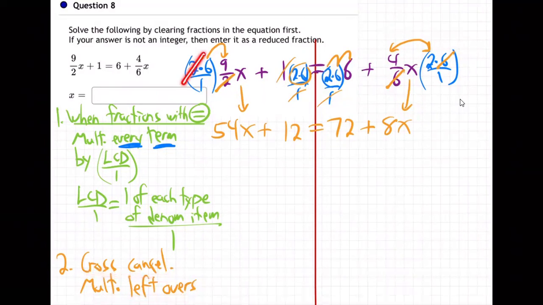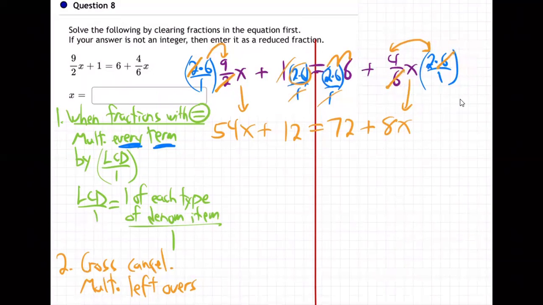So I cross cancel the 2's. What's left over? 6 times 9, 54x. This is just 2 times 6, 12. This is just 2 times 6 times 6, 72. And here the 6 is cross canceled. See how both these denominators were canceled out in the cross canceling stuff? That's why it gets rid of the fractions. That's why we use one of every denominator piece. That way we can wipe out all the denominators, right? 6 is canceled. What do we got? 2 times 4, 8x. All right, let's go on and finish solving for x.